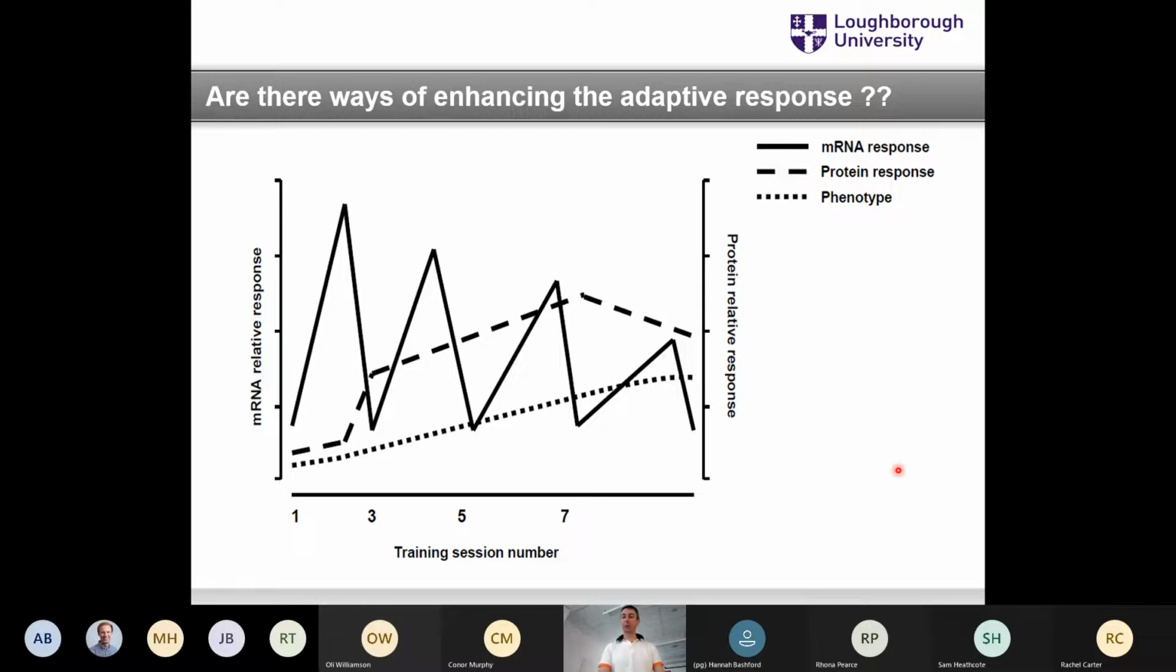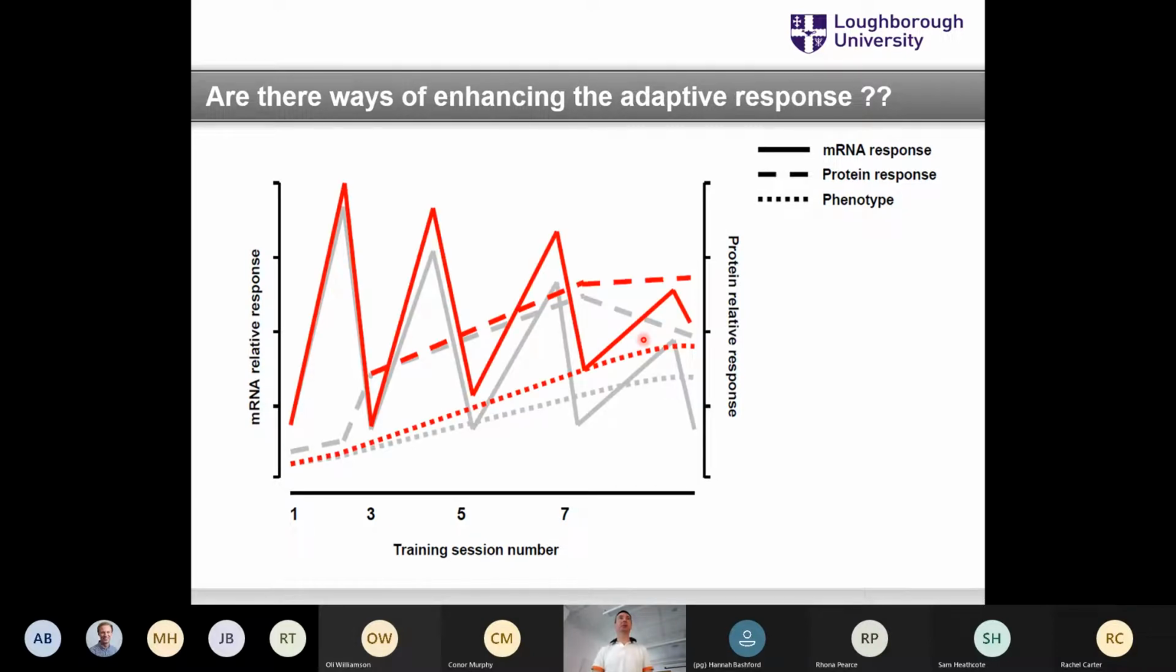So the idea was, this is the dampened response. The hypothesis was, can we enhance that adaptive response over the course of periods of training? So these are the signals in response to exercise. And then in the red line, can we enhance those signals in response to training to potentially enhance the adaptive changes within the skeletal muscle and hopefully translate that to performance.